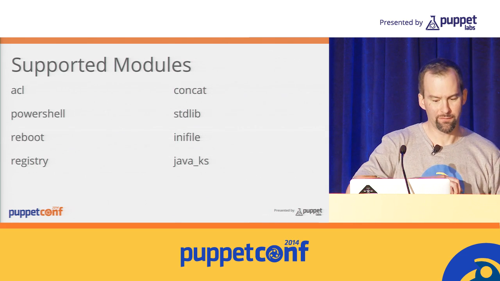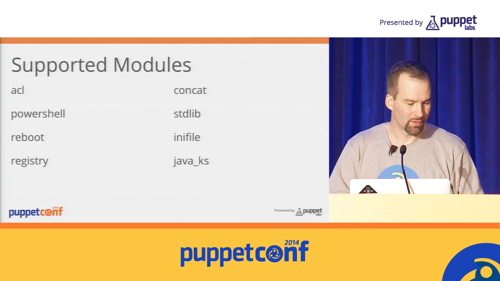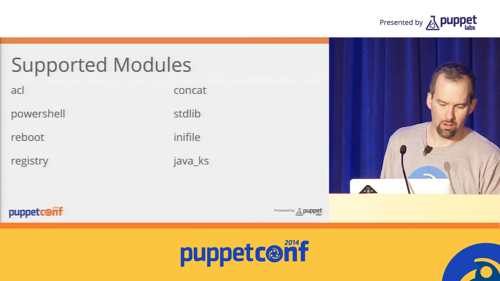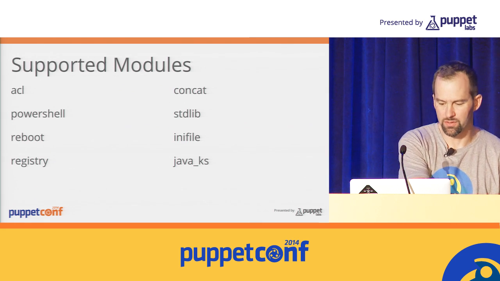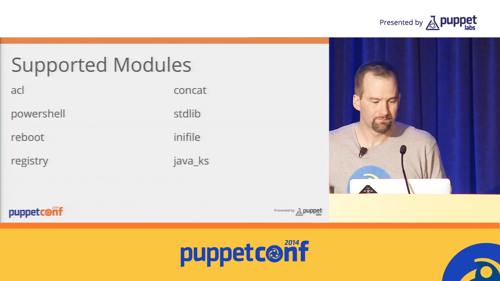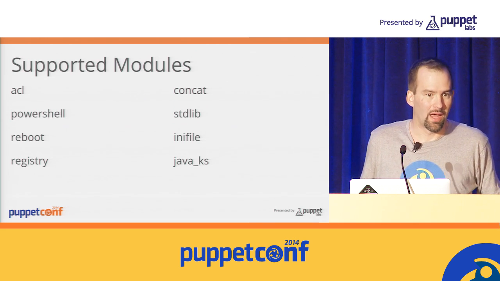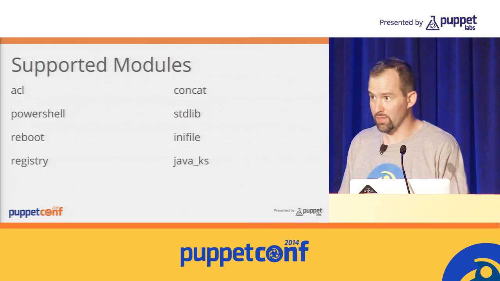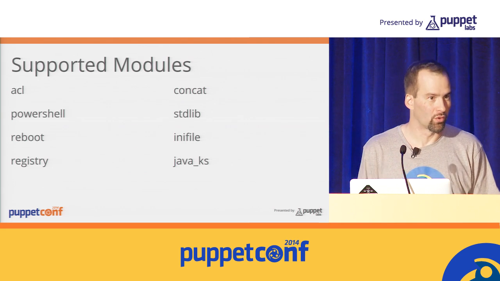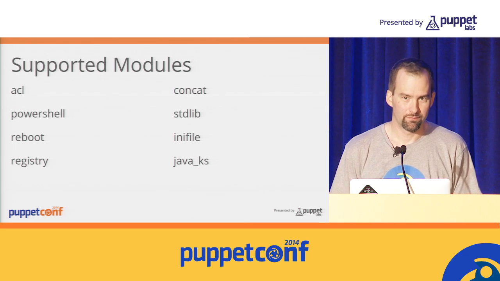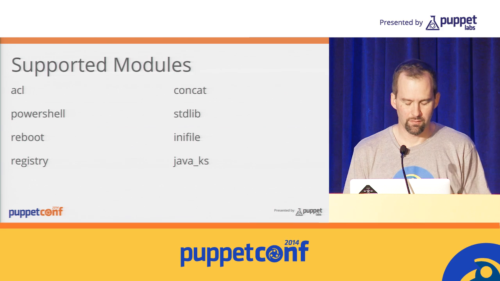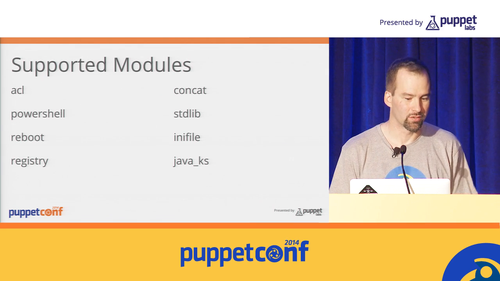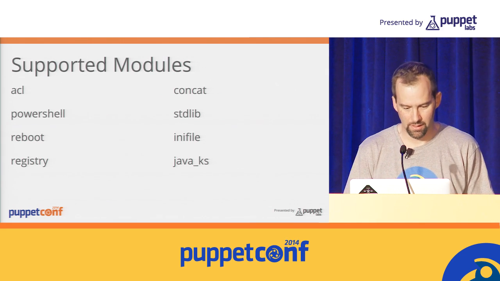The modules on the left are Windows specific, and the ones on the right are things that are just generally used across all of our supported platforms. So we have ACL, which is for managing Windows security descriptors in all of its gory detail. It's very comprehensive. Anything about a security descriptor you want to specify, you can do that.